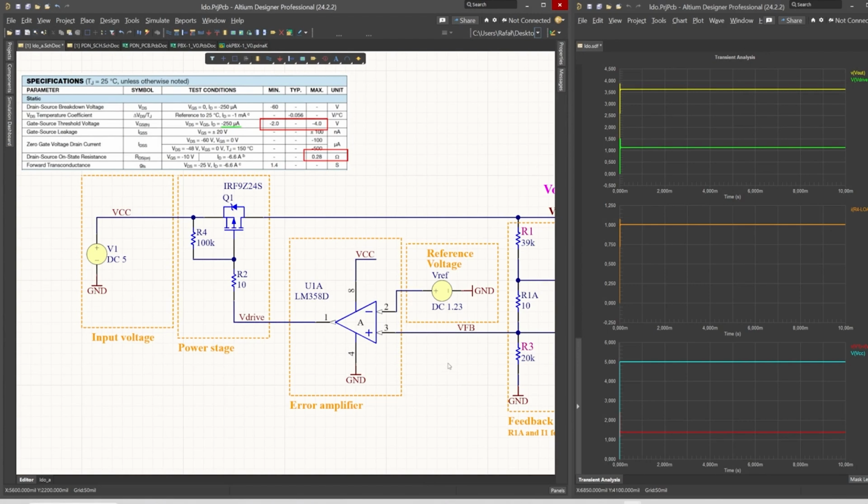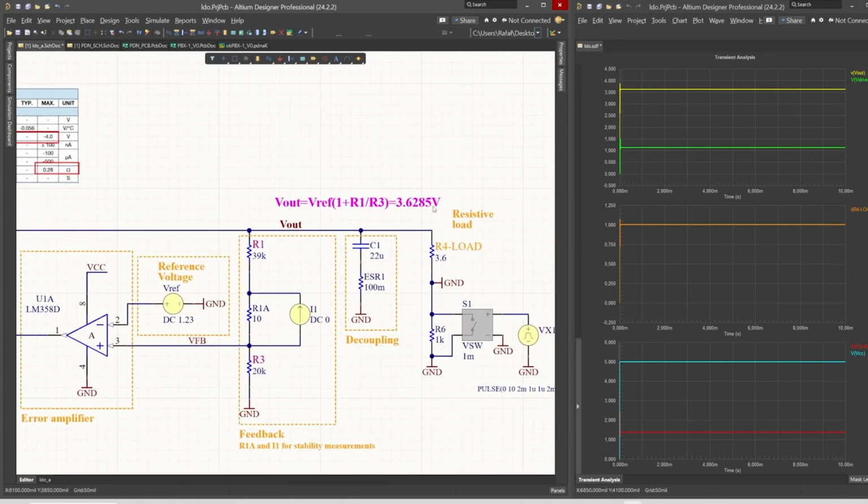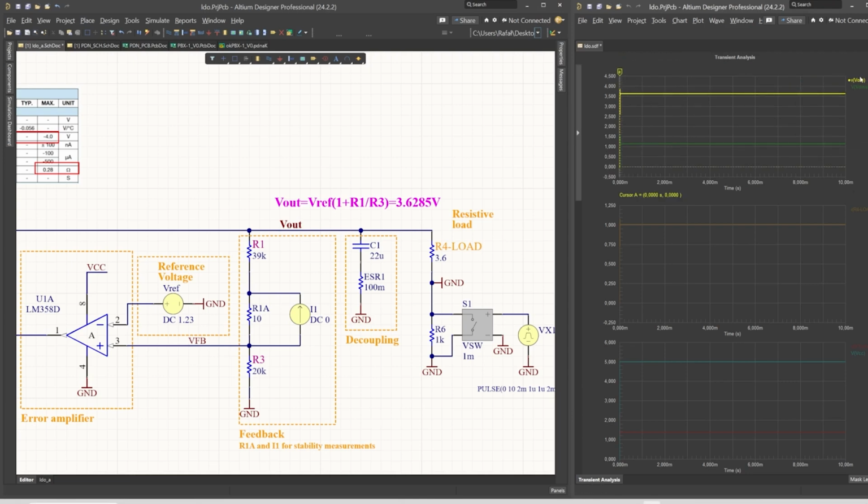Fine. Okay. The output voltage with this resistor's value is set to 3.6285 volts. Let's verify if this is true. I have a yellow trace here, which is the voltage of the net Vout. The cursor is enabled, and we have 3.6282. There is an offset of the error amplifier that probably shifts this output voltage a bit. Oh, it's only like 300 microvolts. We can just skip that at the moment.